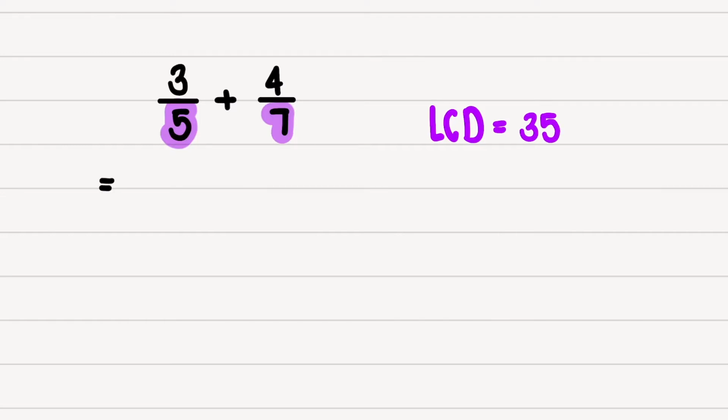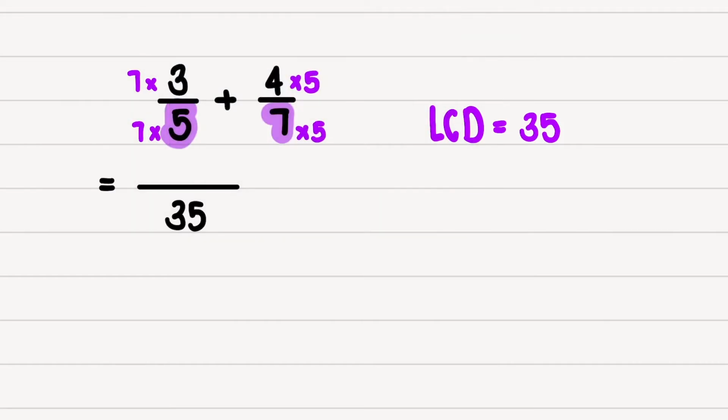So now what I'm going to do is put this over my denominator of 35. So I'm going to say to myself, what do I do to 5 to get to 35? I times it by 7. What I do to the bottom, I'm going to do to the top. What do I do to 7 to get to 35? I times it by 5. What I do to the bottom, I do to the top.